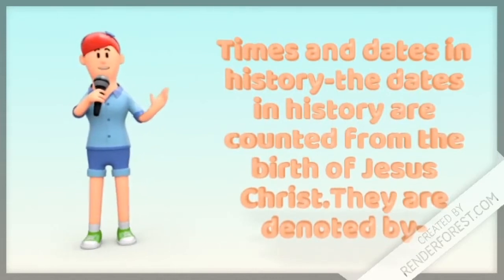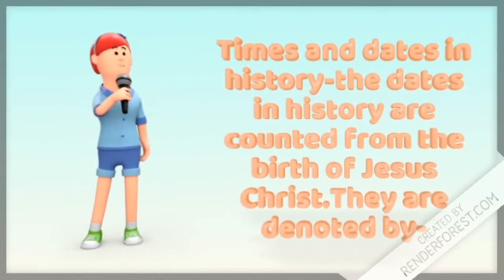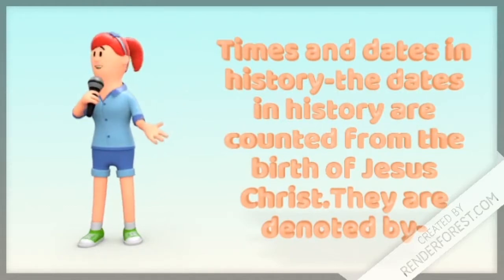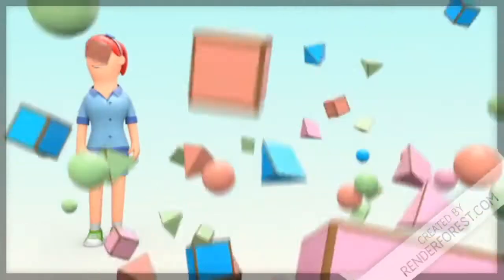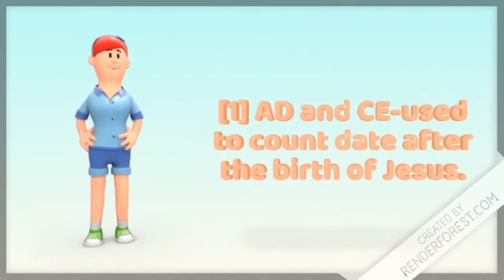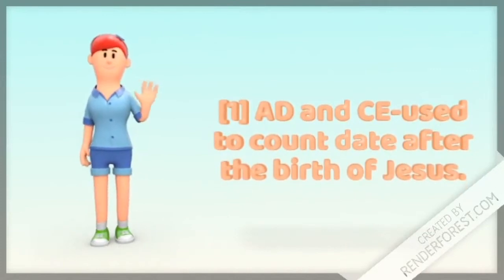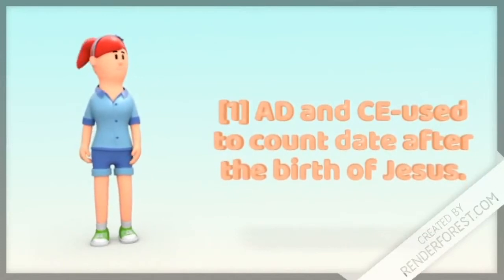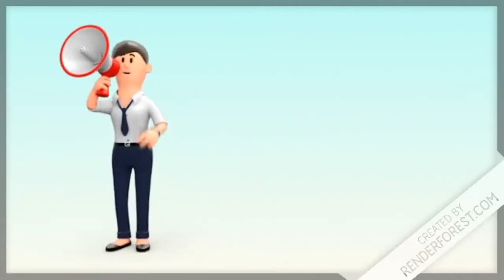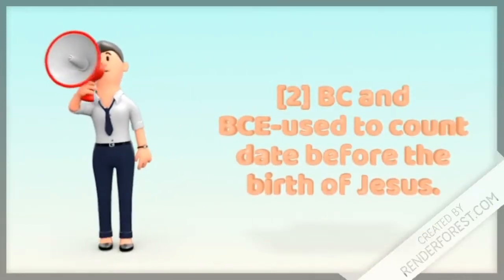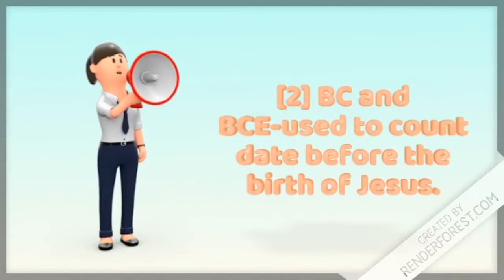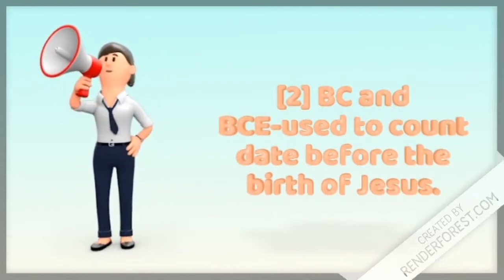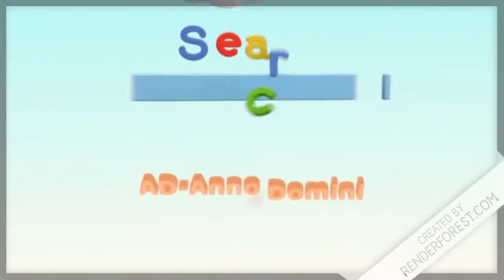Times and dates in history. The dates in history are counted from the birth of Jesus Christ. They are denoted by AD and CE, used to count dates after the birth of Jesus, and BC and BCE, used to count dates before the birth of Jesus.